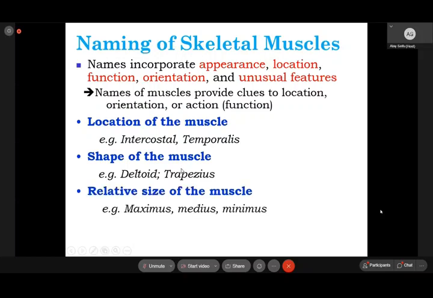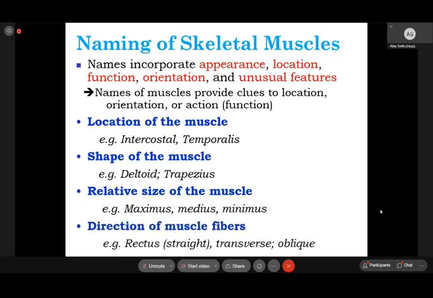And then, the names of the muscles also give a clue about the relative size of the muscles. For instance, the maximus, the medius, the minimus indicate the size of the muscle. For instance, there is gluteus maximus, gluteus medius, and gluteus minimus. Pectoralis major is a muscle found on the pec region, which indicates the size of the muscle.